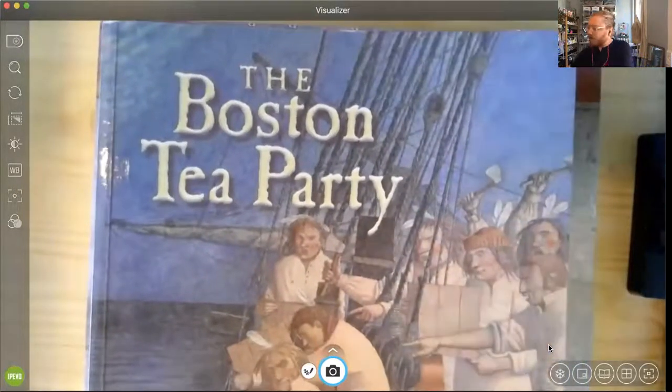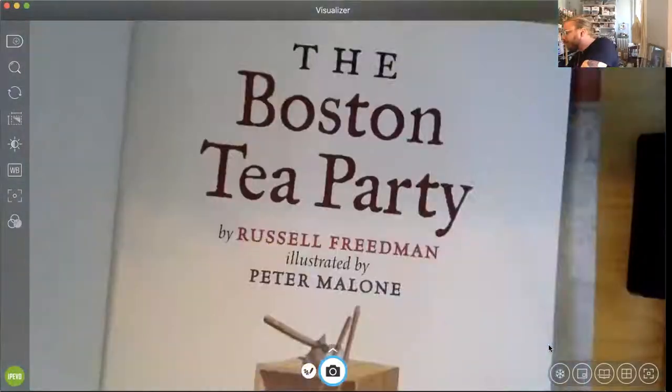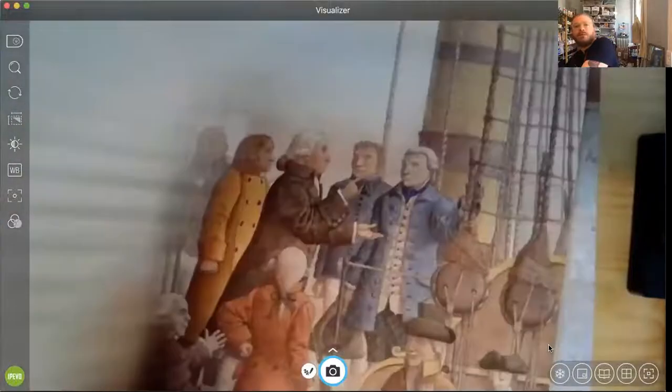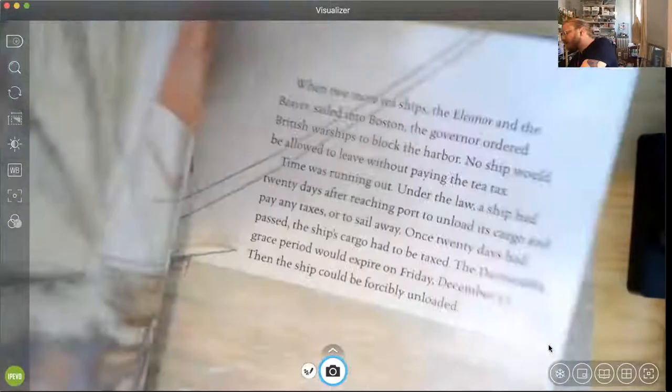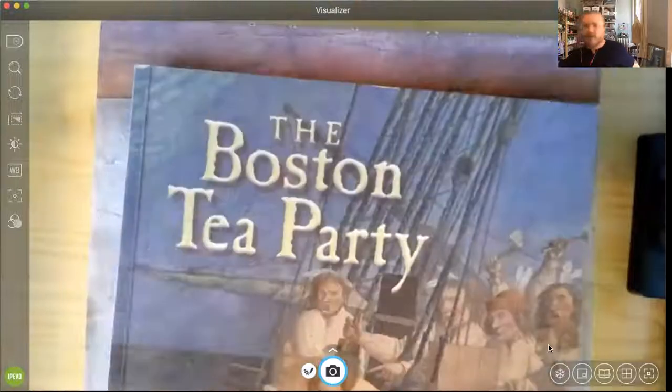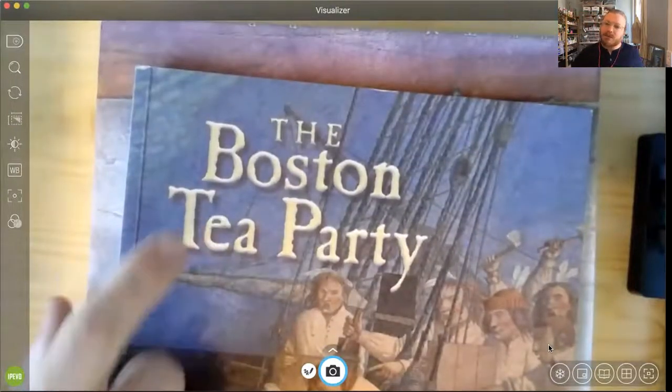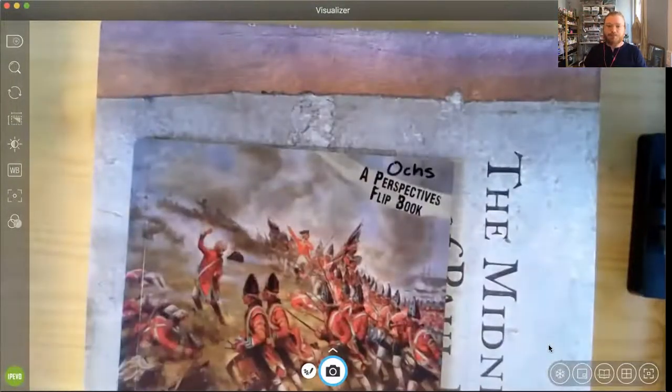This one's the Boston Tea Party. This looks like it's maybe written more in a narrative form, so it doesn't really have subtopics, but I'm going to keep alert for that. Is that a predictable subtopic that we'll be studying about?